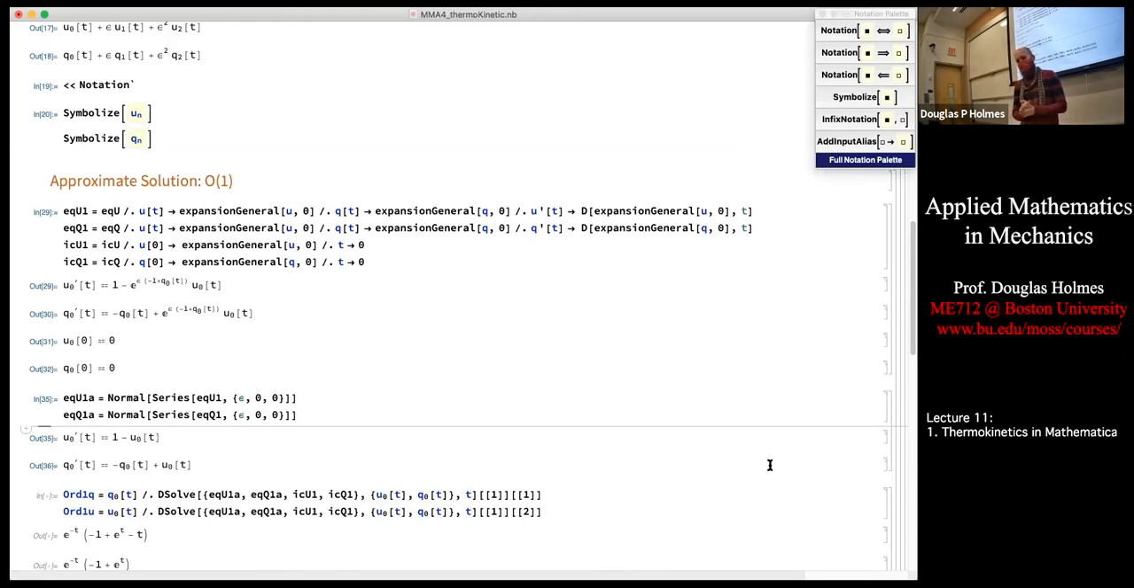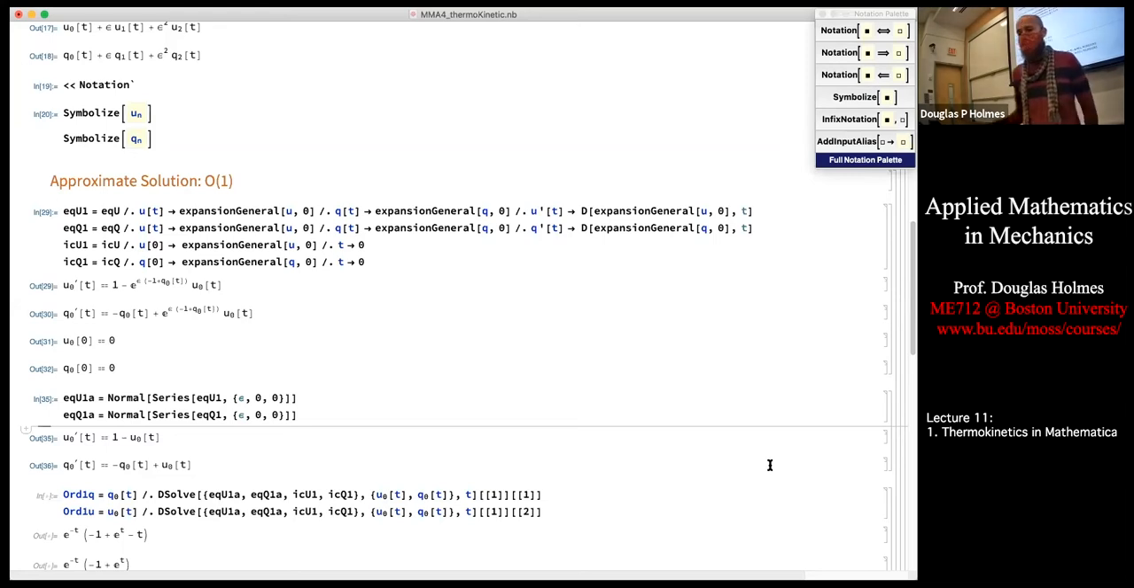I had a question on line 35. You say equation U1A, and it's a normal series, and you're setting epsilon between the bounds of 0 and 0. What step is that conceptually?